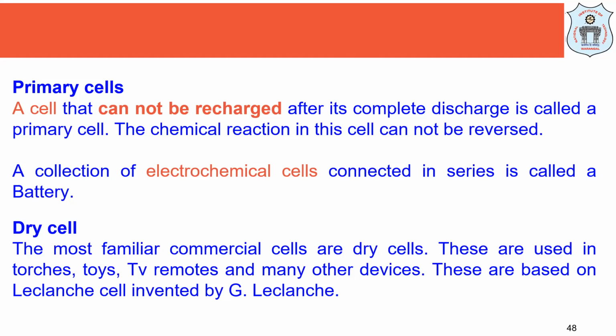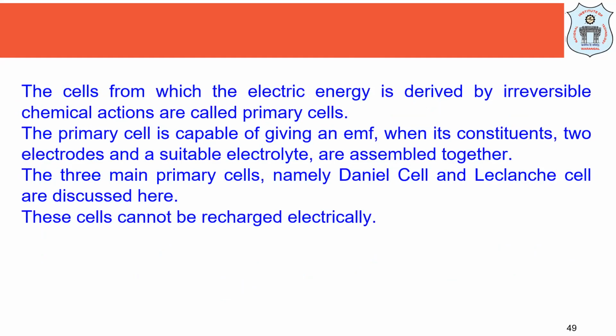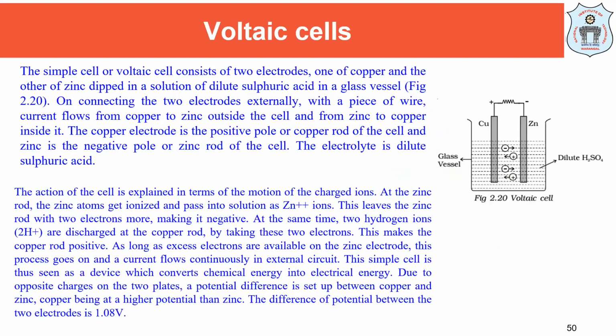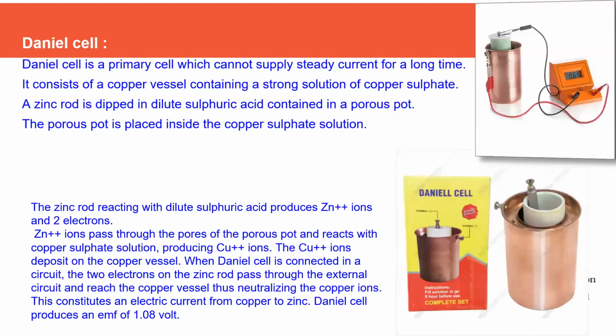That is the dry cell. The most familiar commercial cells are dry cells. These are used in torches, toys, TV remotes, and other devices. They are based on the Leclanché cell, invented by Leclanché. We have already seen these primary cells and the Daniel cell. These are examples of the commercially available Daniel cell. What is a Daniel cell? It is a primary cell which cannot supply steady current for a long time.